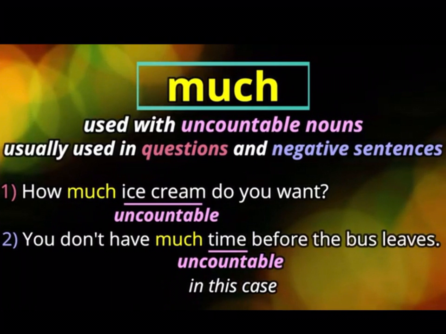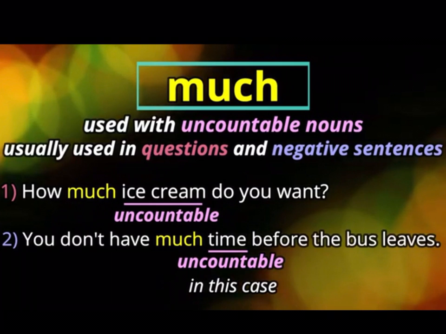The first quantifier is much. Much is used to determine the quantity of uncountable nouns, and it's usually used in questions and negative sentences. Let's look at the first example. How much ice cream do you want? Here, much is describing the amount of ice cream. Ice cream is an uncountable noun, so we use much. We can't count ice cream. It's another mass noun, a group.